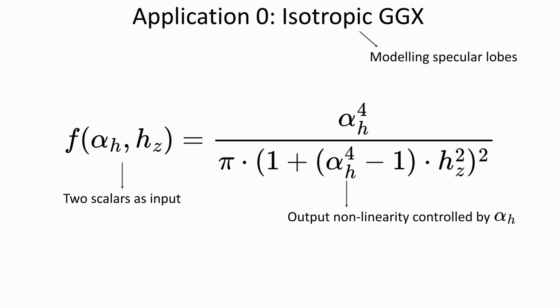To better understand our technique, we highlight one simple application of differentiable indirection in the context of PBR shading. Specular BRDF lobes are often modeled using isotropic GGX, as described by the following equation. The equation has two scalar inputs, alpha and h, and outputs a single-channel nonlinear HDR value.